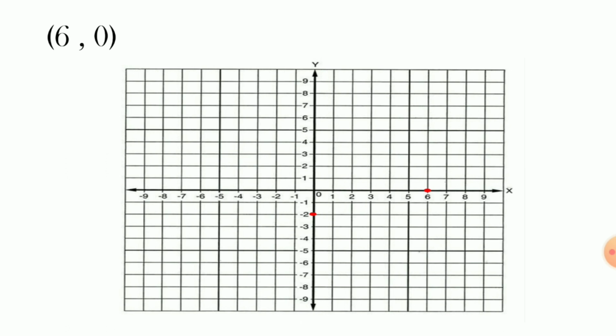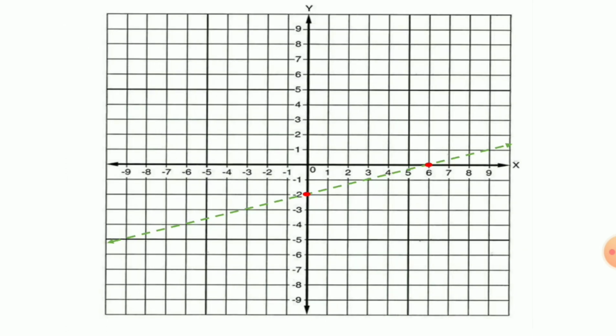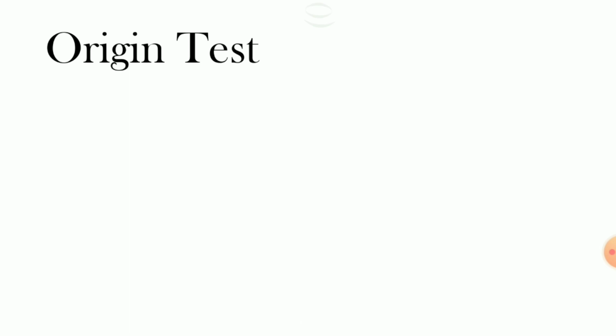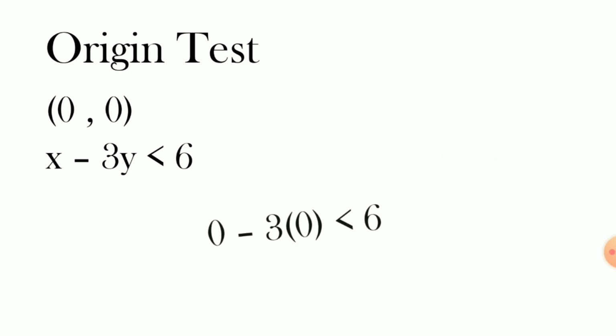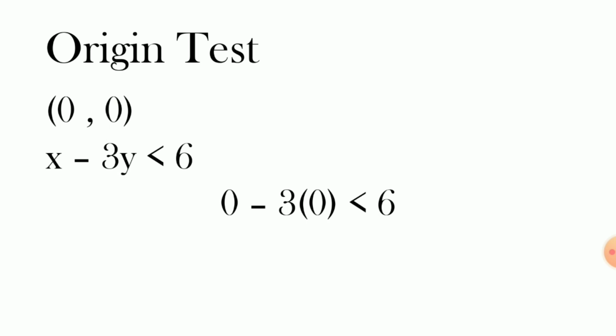Since the inequality that we use is less than, we will use a dash boundary line. So all the values that fall on the dash boundary line are not included as a solution set. Then apply the origin test. Substitute 0 for x and 0 for y. That is now 0 - 3 times 0 is less than 6. Then evaluate further, 0 is less than 6.